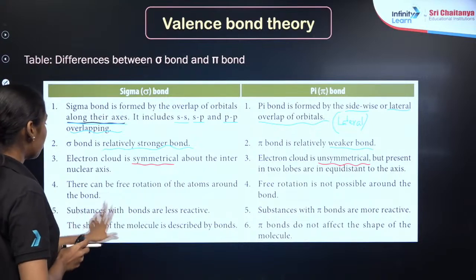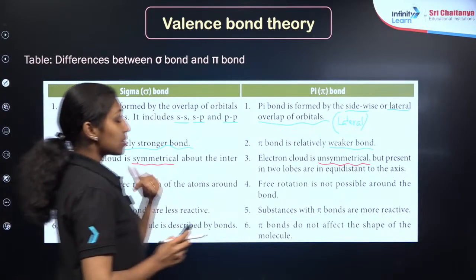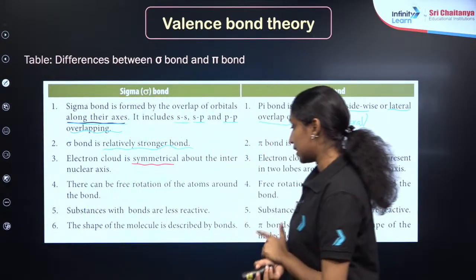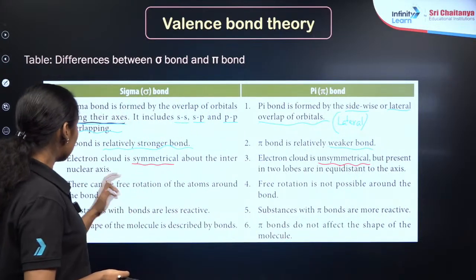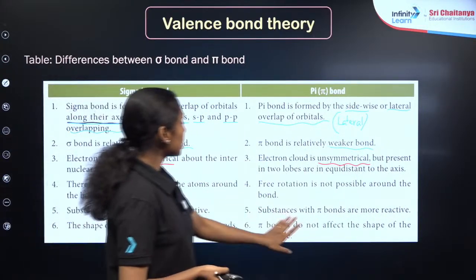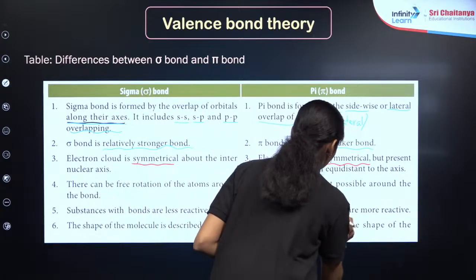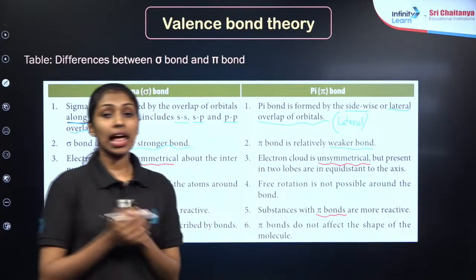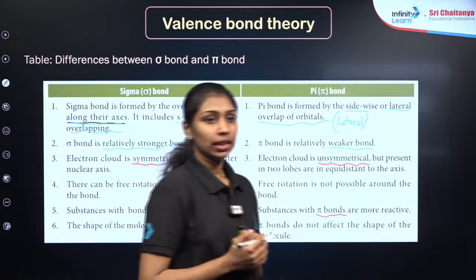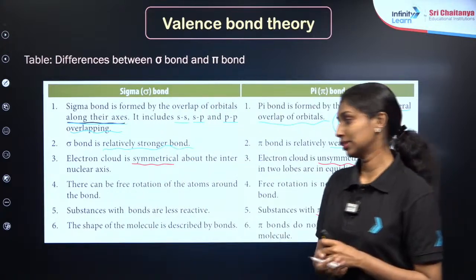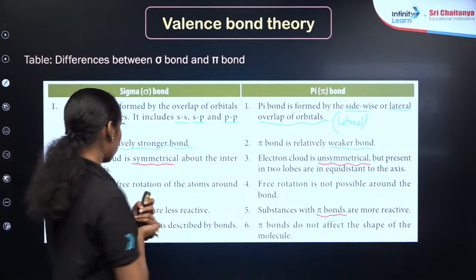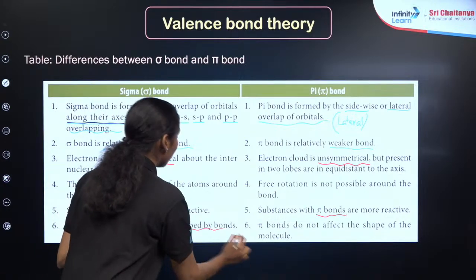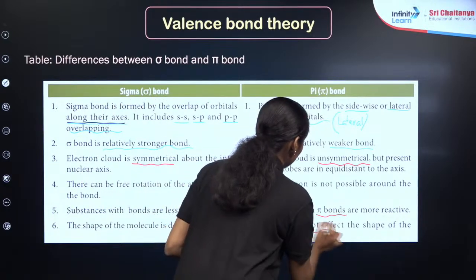Now, substances with sigma bonds are less reactive, because they are stronger. There will be more energy, so they will be less reactive. Then substances with pi bonds are more reactive, just the opposite. Then the last point is that the shape of the molecule is not described by the sigma bond, while it is explained by the pi bonds. Clear?